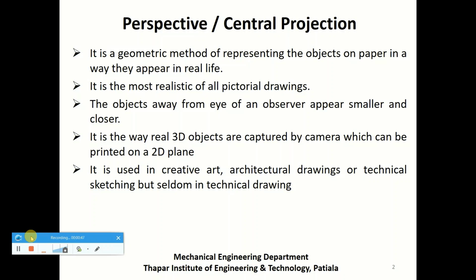For example, if you're looking at an object in real life, standing close to it, the part of the object which is closer to you looks bigger in size as compared to that part of the object which is far away from the observer. So that part of the object which is away from you appears relatively smaller, whereas the part of the object which is closer to the observer appears relatively bigger. That kind of realism is introduced in the perspective projection, and these kinds of projections are primarily used for making architectural drawings and technical sketches.